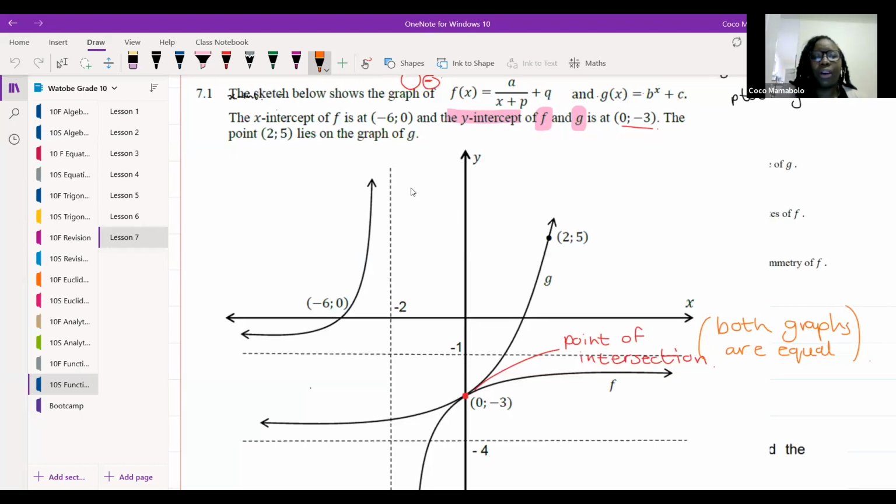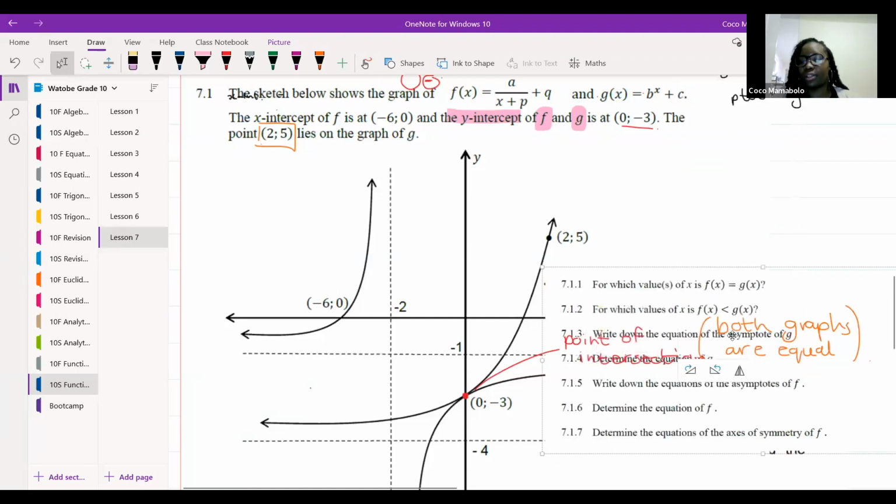Now it says the point (2; 5), and guys, any point that they give you is very, very important, and I'm going to show you why. The point (2; 5) lies on the graph of g. So it lies on our exponential graph. Okay, the point (2; 5) lies on our exponential graph. No worries, Nyeleti, welcome.